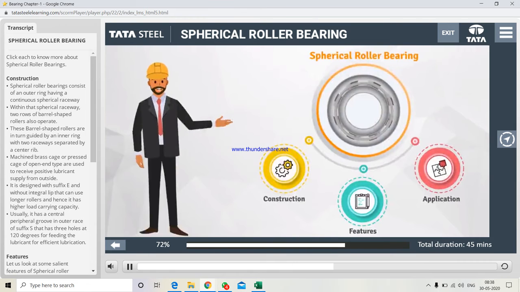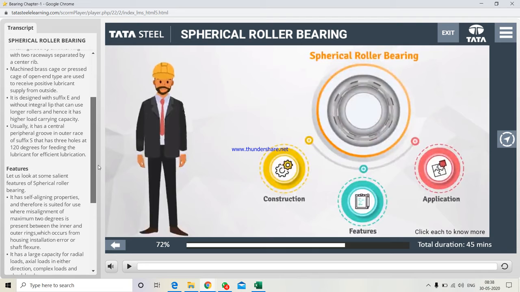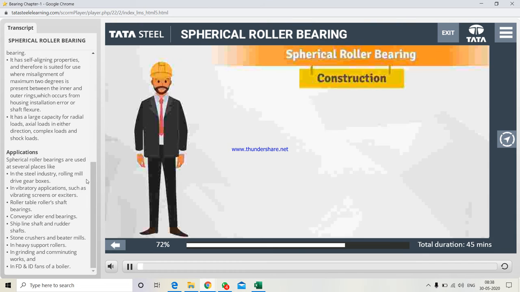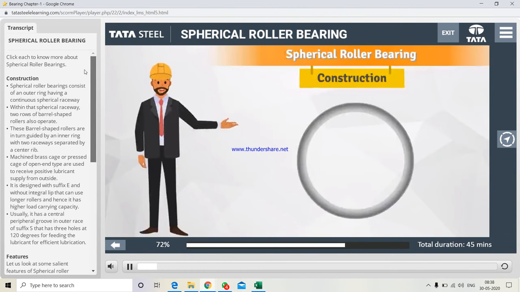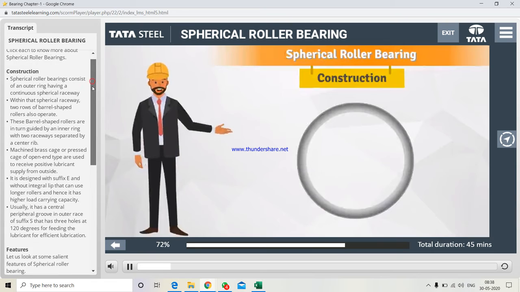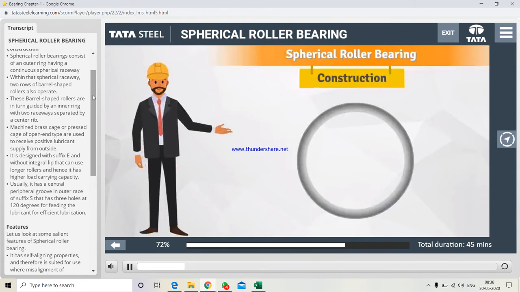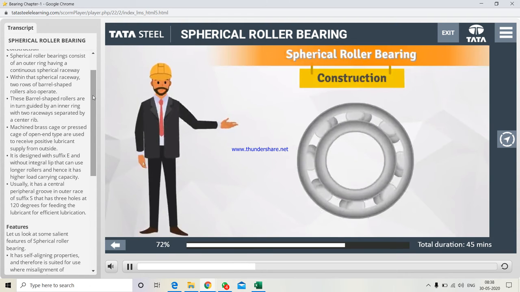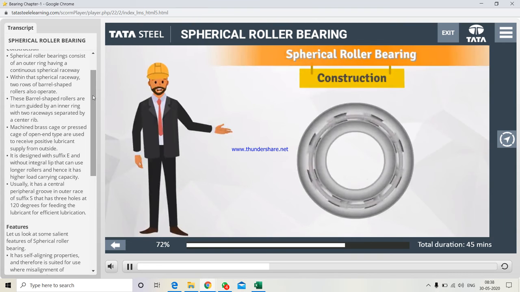Click each to know more about spherical roller bearings. Spherical roller bearings consist of an outer ring having a continuous spherical raceway. Within that spherical raceway, two rows of barrel-shaped rollers also operate. These barrel-shaped rollers are in turn guided by an inner ring with two raceways separated by a center rib.